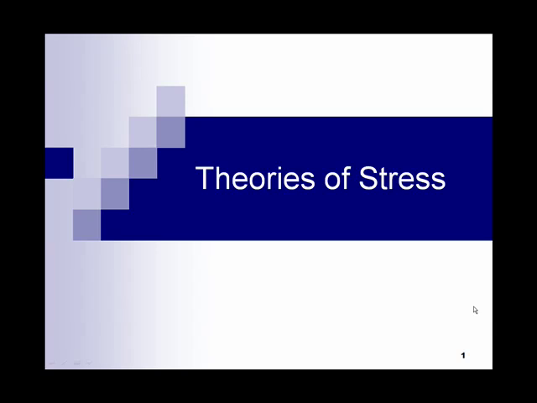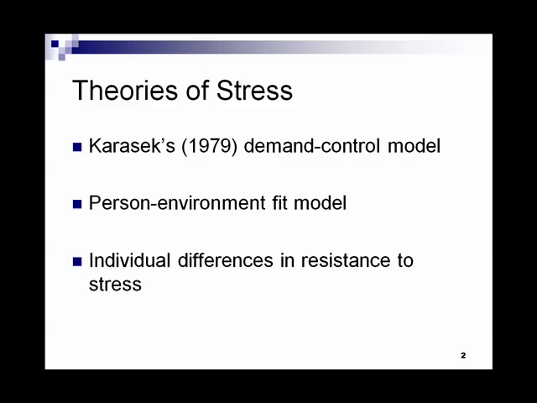All right, welcome to part two of our lecture. We're going to talk about some theories of stress now. We'll talk about Karasek's demand control model that came out in the 70s but is nonetheless quite popular today. Then we'll talk about the person environment fit model, and then we'll talk about a number of individual differences that have been known to help with the resistance to stress.